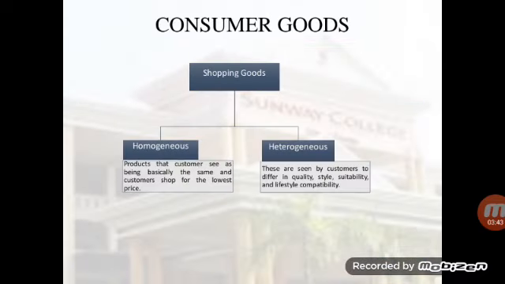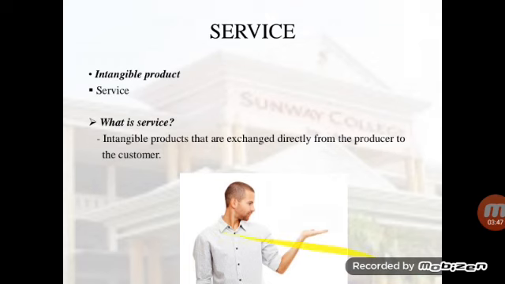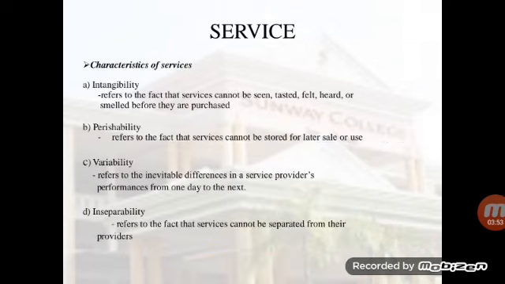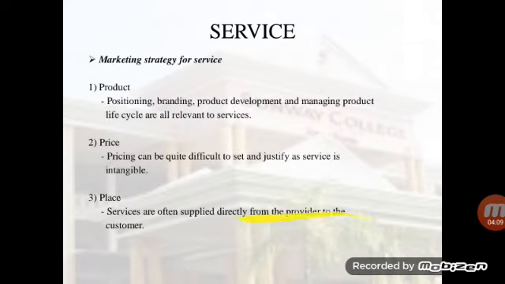And then we looked at services, what services are, intangible services, and the most important part under services, the characteristics of services. We looked at intangibility, perishability, variability, and inseparability. So those are the 4 characteristics of services.